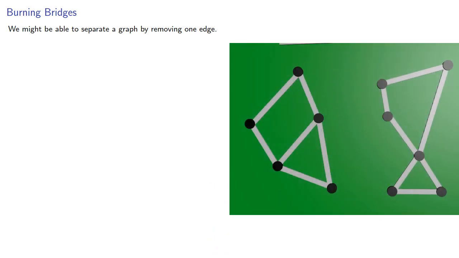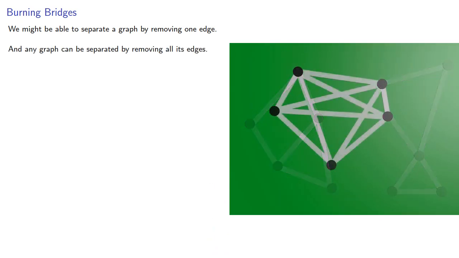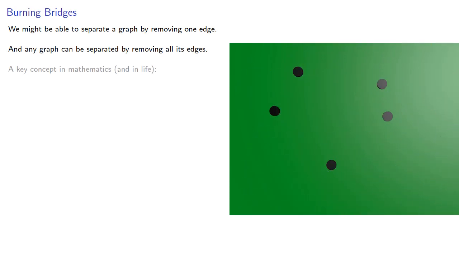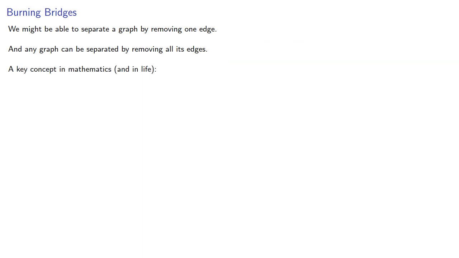We might be able to separate a graph by removing one edge. And any graph can be separated by removing all its edges. A key concept in mathematics and in life: if you can do it at all, there's a first time.